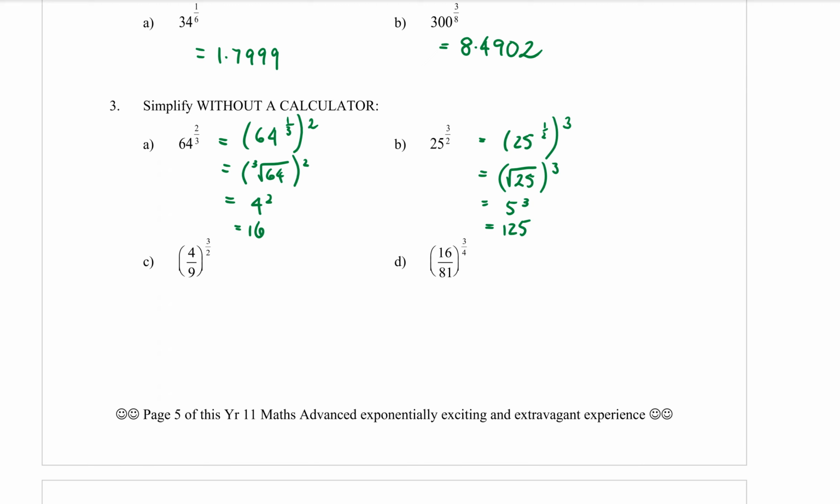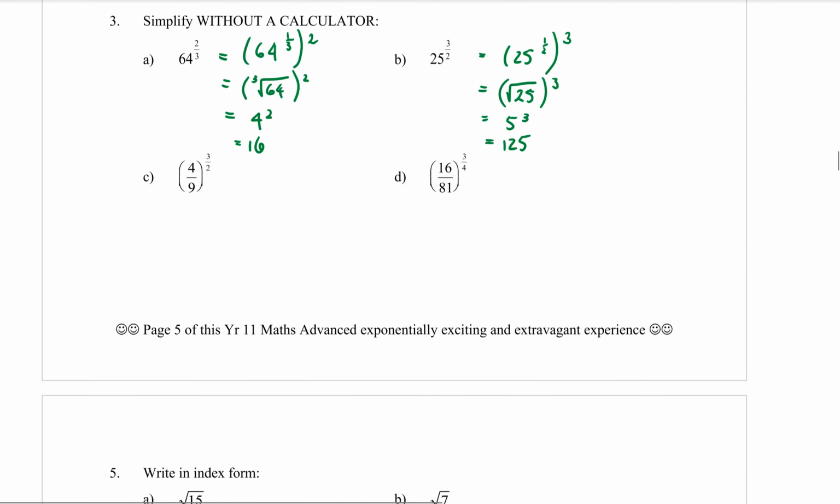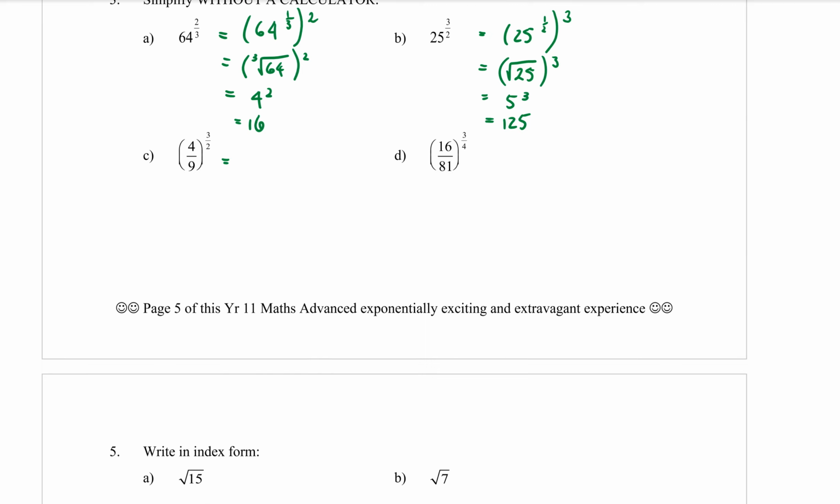Okay, can do it with fractions as well. So we have 4/9 to the power of 3/2. So let's keep to our process. We're going to have the 4/9. We're going to put a power of 1/2 out there. And then I'm going to need a second set of brackets for my power of 3 that needs to be outside of that. Okay, now that means that the power of 1/2 inside means that I need to square root everything. So I won't rewrite it as a square root.